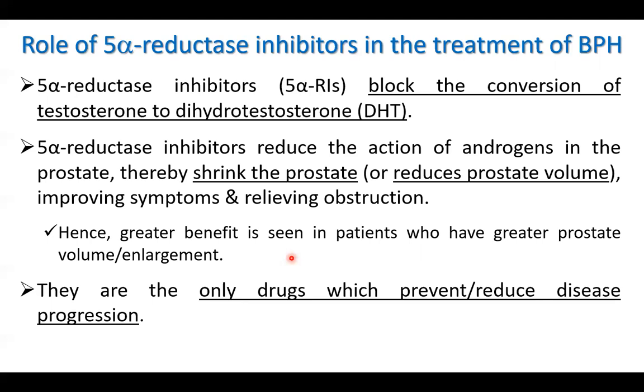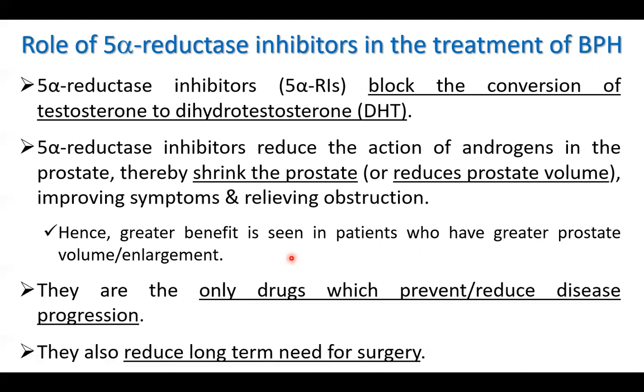Like any drugs which affect the androgen levels. When I say only, I mean only in that category. So when it comes to treatment of BPH, we usually use the 5 alpha reductase inhibitors, not other anti-androgens. There are other anti-androgens as well, which we'll talk about when we talk about cancer, inshallah, within the next 10 minutes. So they also reduce the long-term need for surgery. They reduce the prostate size and volume, and hence they reduce the symptoms and obstruction, and they also reduce the long-term need for surgery.